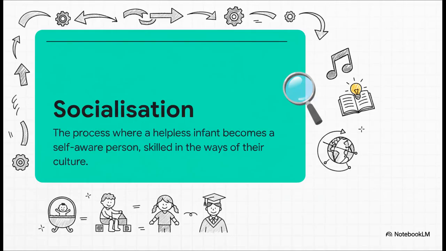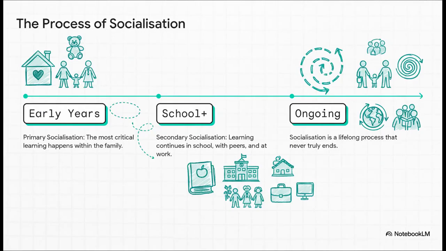So, what is it? Socialization is the amazing journey every single one of us takes. It's the process that transforms a completely helpless baby into a self-aware, knowledgeable person who knows how to navigate the culture they were born into. It's literally how we become, well, us. And here's the kicker. This process never really stops. The most intense learning happens in our early years with our family. That's called primary socialization. But then, as we go to school, make friends, and get jobs, we continue to learn. That's secondary socialization. It's a process that goes on for your entire life.